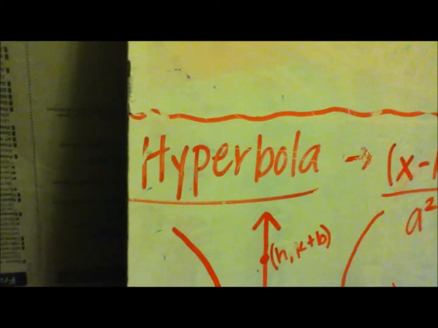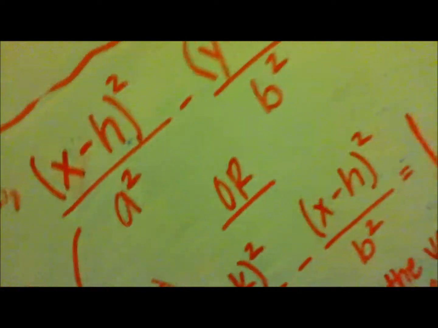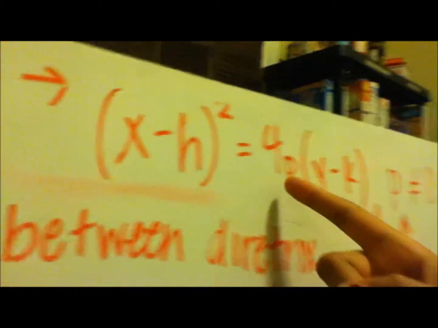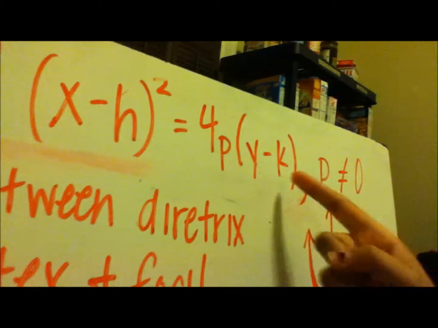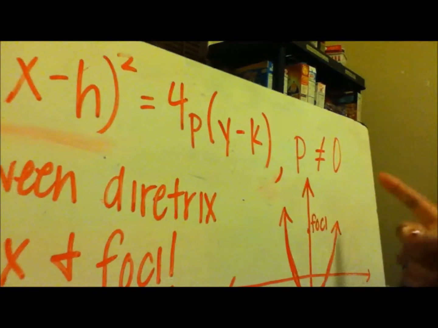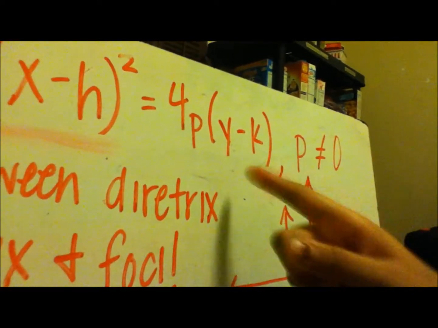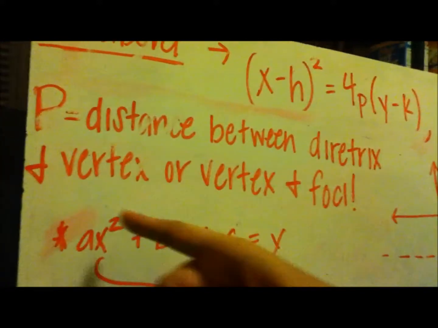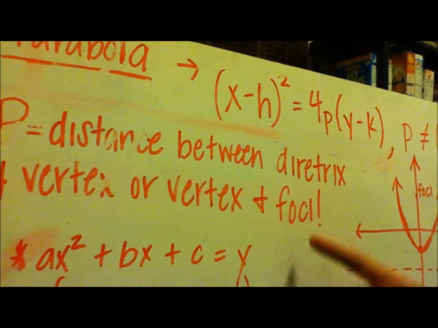Now, let me go off to a parabola. A parabola's standard equation is x minus h squared equals 4p times y minus k, when p does not equal 0. p, right here, is the distance between a directrix and vertex, or vertex and foci.